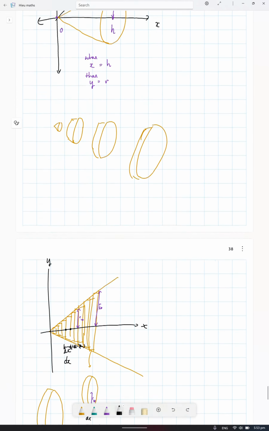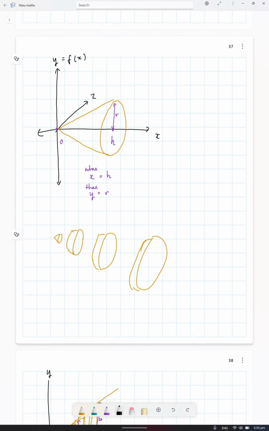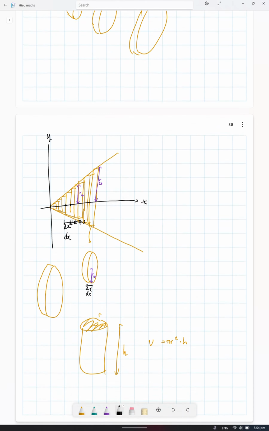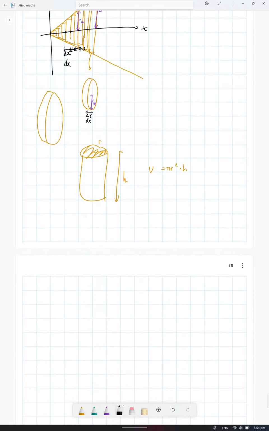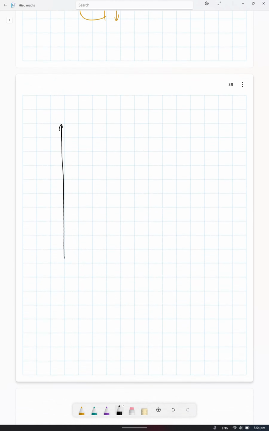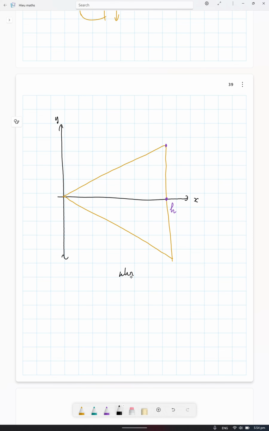So work with me now. First of all, we've got to find a general equation for r at any x, right? At any x. What is r going to be? I'm going to draw it again, but in 2D. So at point h, remember this is x, this is y. When x equals h, then y equals r. So this height is r.